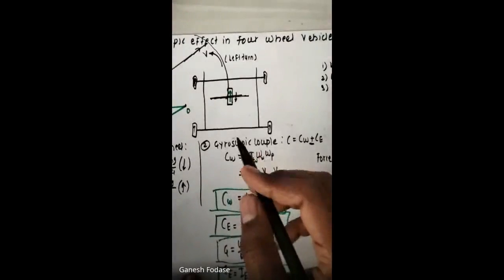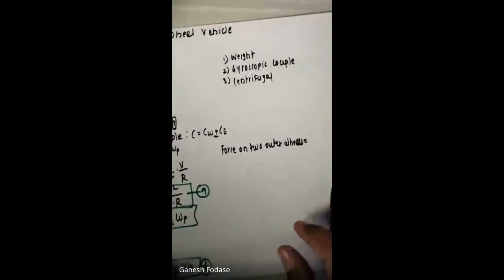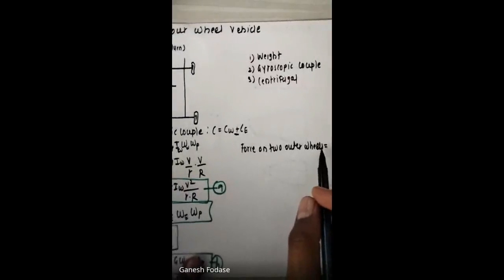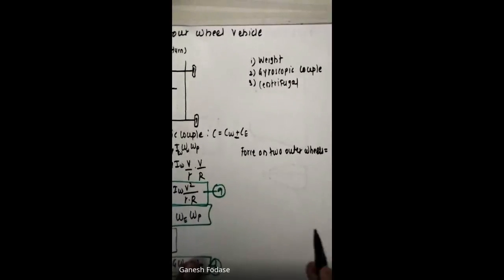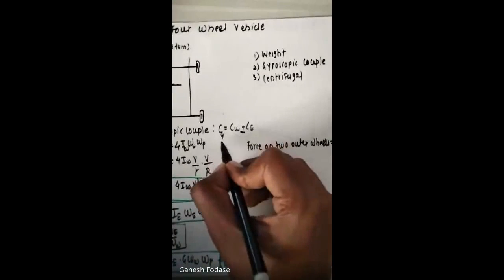In this case same, so we need to add it. Let's find out the forces on each wheel, outer wheel due to couple, and that couple is called CG. Let's say CG, gyroscopic couple.